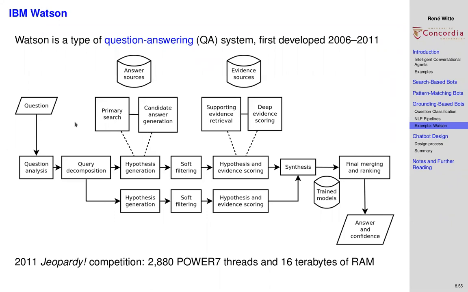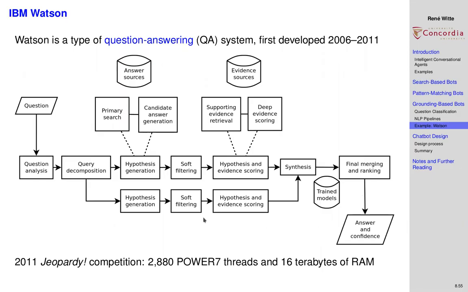It analyzes the question, breaks it down using NLP. It has multiple strategies for finding the answer, which it explores in parallel, and then it scores the possible answers to come up with the best one. And this is the answer it gives.